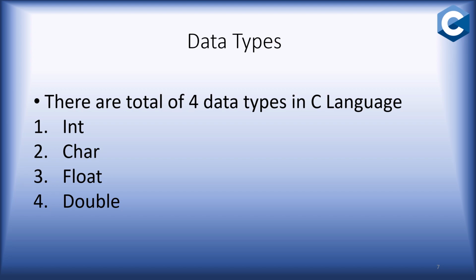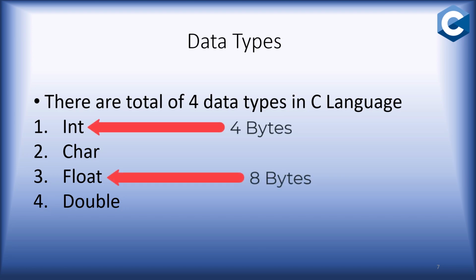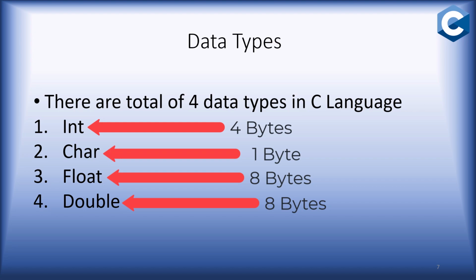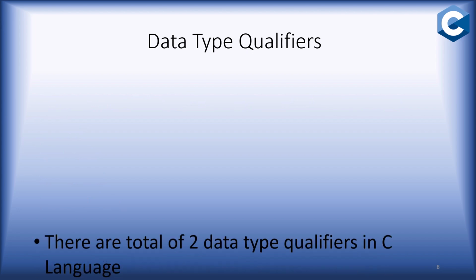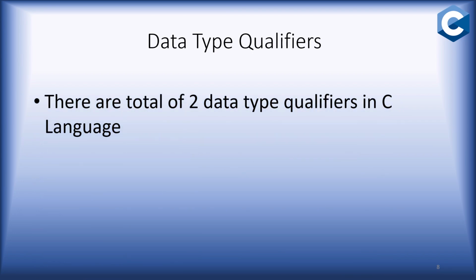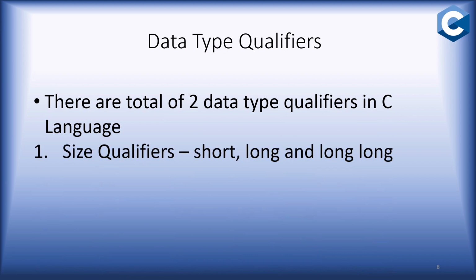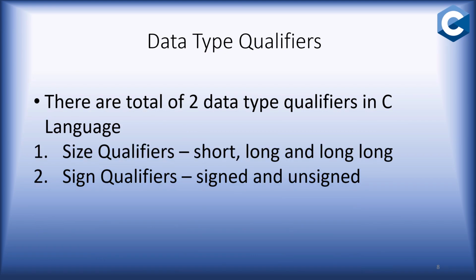Now let us talk about the size of data types. The int data type is 4 bytes, the float data type is 8 bytes, and the double data type has a size of 8 bytes. Then at last, the char data type has a size of 1 byte. Now we have 2 types of qualifiers for these data types. They are the size qualifiers and sign qualifiers. The size qualifier is divided into 3 divisions, namely short, long, and long long. Then at last, in the sign qualifiers, we have 2 divisions, namely signed and unsigned.